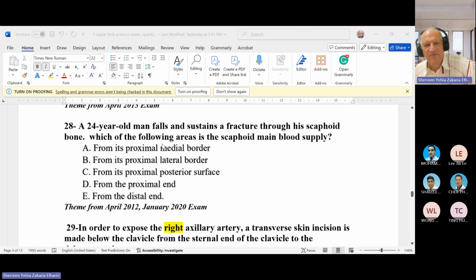A 24 year old man fell and sustained a fracture through the scaphoid bone. Which of the following areas of the scaphoid is the main blood supply? It is important to know the scaphoid is one of the bones that can have avascular necrosis because they have something different in the blood supply, because usually the blood supply comes from the distal end. So the blood supply is from the distal end, so they have avascular necrosis. It is common. Another bone that can have avascular necrosis is the neck of the femur. So both are very common to have avascular necrosis.